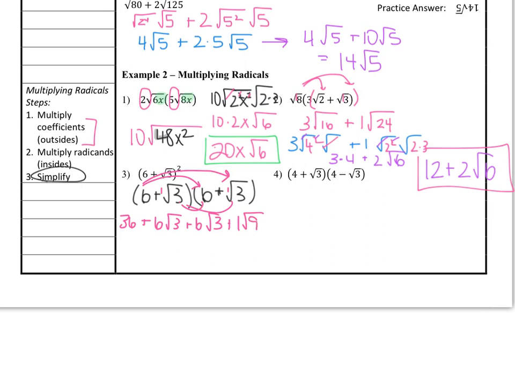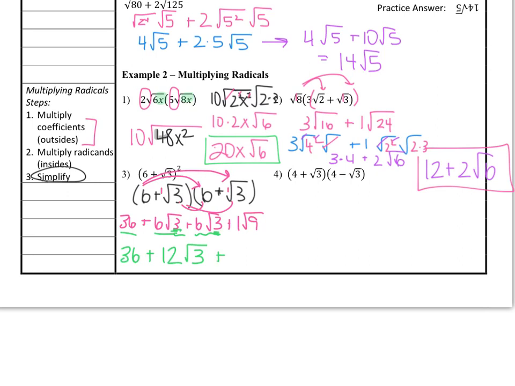So I need to see if I can combine, if I can simplify. I see a 36 by itself. I see a 6 radical 3 and a 6 radical 3. Those are in common. They both have the same number under the radical. So I've got 36 plus 12 radical 3, because there's 12 of them in total.